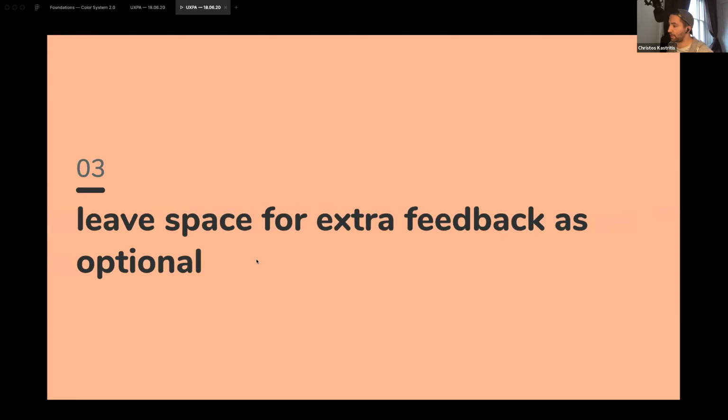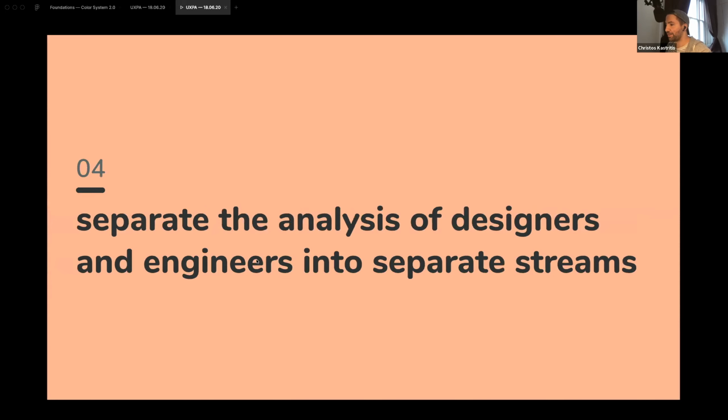And definitely leave space for extra feedback as optional. Folks who are really invested in design systems will give the extra 15, 20 minutes to give feedback. But for those who want to do it in 5 minutes or less, having that optional doesn't become a blocker and ensures that anyone who is going to fill out that survey will actually do it, because response rates are never good these days.